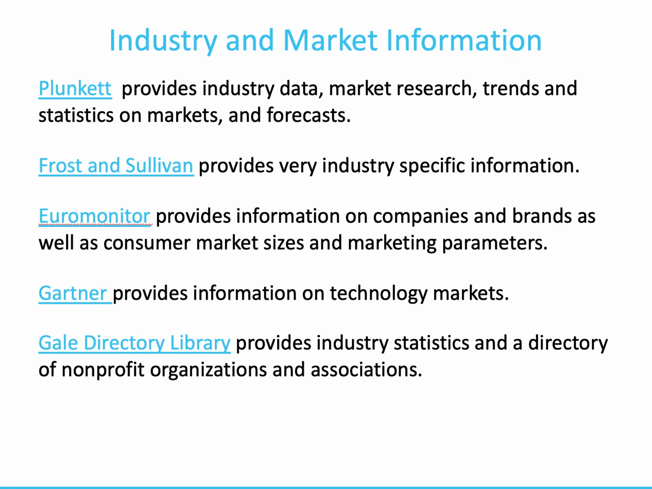So what about industry and market information? Plunkett provides industry data, research, market research trends, statistics on markets and forecasts. Frost and Sullivan provides very specific information about industries. Euromonitor provides information on companies and brands as well as consumer market and market parameters when you're looking internationally. Gartner provides information on technology markets, so if you're looking at purely technology. And the Gale Directory Library provides industry statistics and directory of nonprofit organizations and associations.